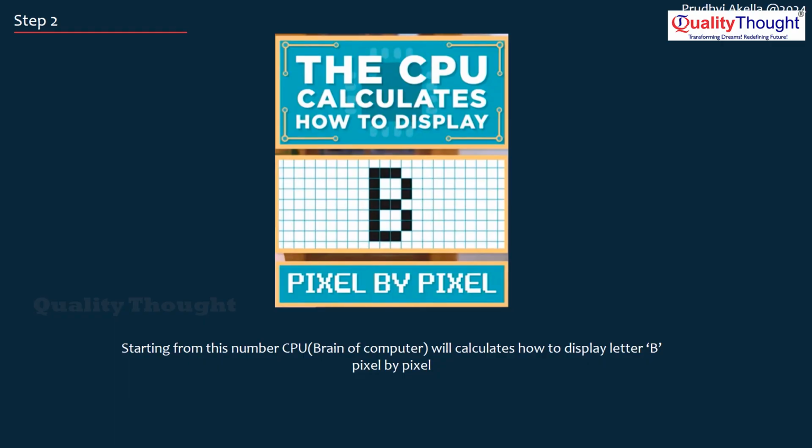What a computer keyboard does is convert that into a decimal number, which is called an ASCII number. That ASCII number is further converted into binary information, and that will be stored inside the computer's memory. Once that information is stored, the CPU will run an algorithm on top of the input stored inside the RAM in binary format, and it will calculate how to display the letter B pixel by pixel.